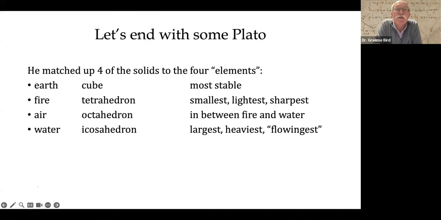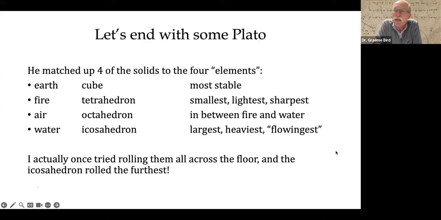Oh, Sophia, wait, there's more. Sophia is saying, but there's 5. What's going on? No, Sophia, it's coming. You're totally right. But in one of my classes, I had models of all of them, and I rolled them all across the classroom floor, and the icosahedron rolled the furthest. So that makes it work for water, right? Have any of you math teachers tried rolling them across the floor in your classroom? It's good on a rainy day or any day really.